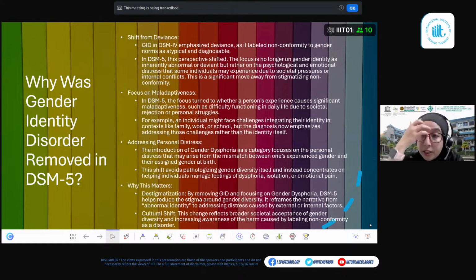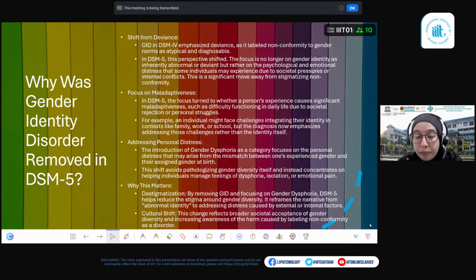As we have discussed culture previously, we also discussed context and norms, which play a significant role in shaping how we define what is normal and abnormal. These factors influence not only individual perceptions, but also the framework used in modern psychology, like the DSM, the Diagnostic and Statistical Manual of Mental Disorders. A clear example of this is the evolution of how gender identity is understood in the DSM.